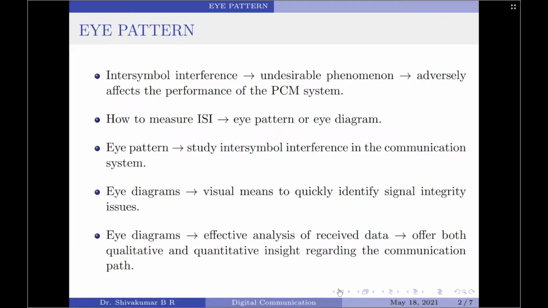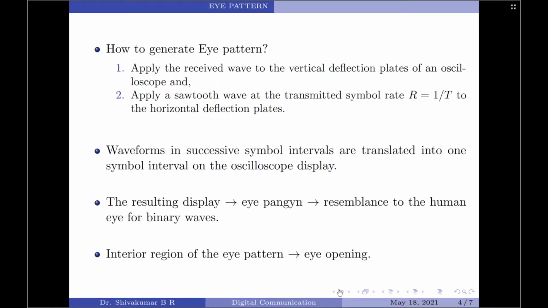In simple words, we can think of eye pattern as a methodology to study intersymbol interference in communication systems. You can think of eye diagrams or eye patterns as a visual means to quickly identify whether there are any signal integrity issues before moving on to more refined analysis at the receiver. Eye diagrams can help with the effective analysis of the received data and offer both qualitative as well as quantitative insight regarding the communication path itself and what might be affecting the signal integrity. Let us now move on to discuss how to generate an eye pattern.